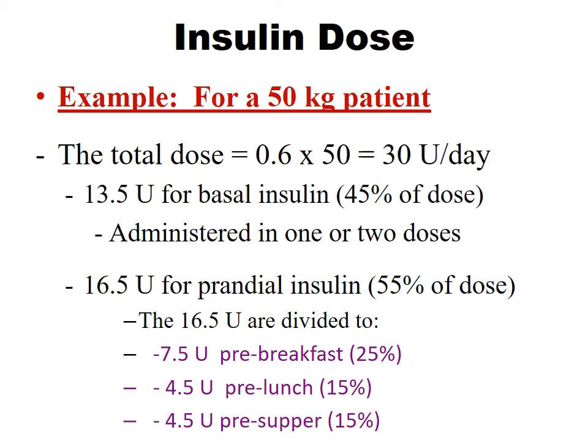First portion is 25%, that is 7 units before breakfast, 4.5 units before lunch, and 4.5 units before supper.